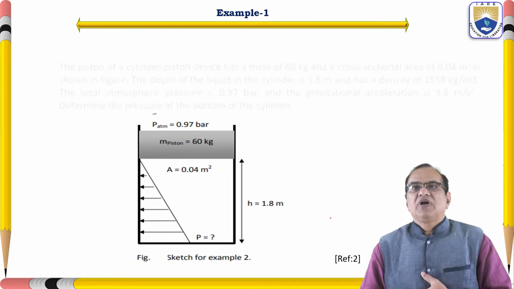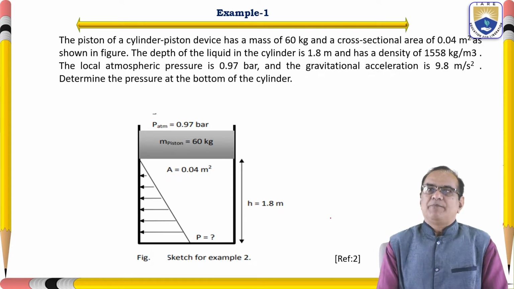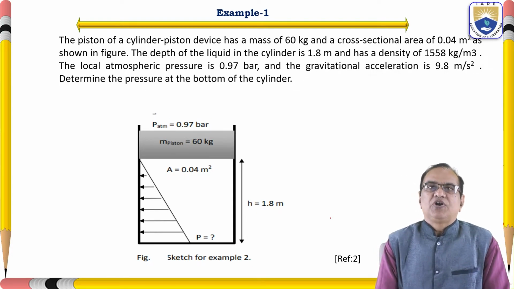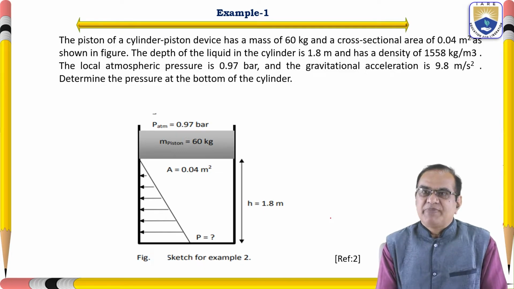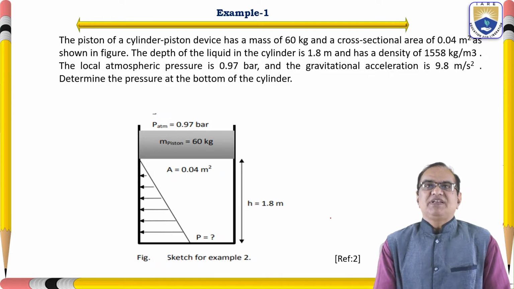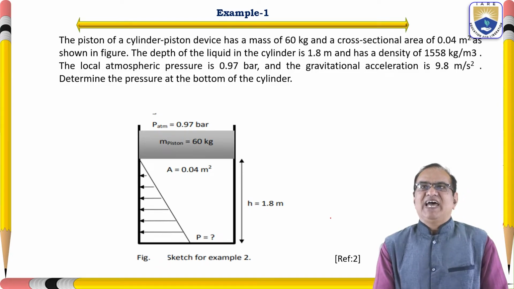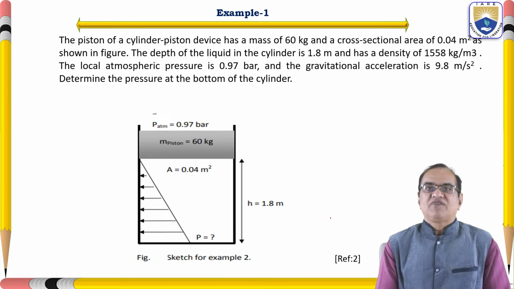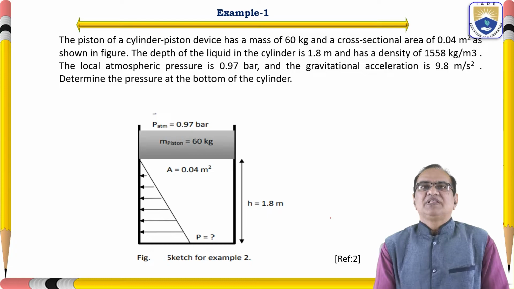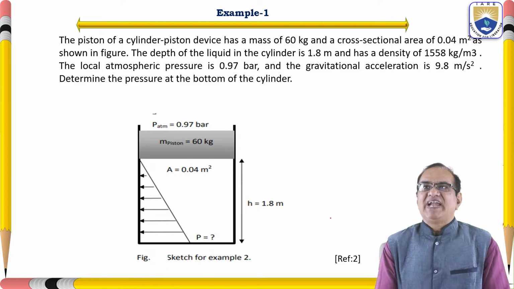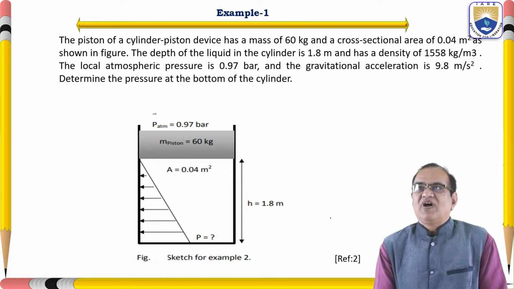So now I have to show one example, and we will try to do this with the help of the same principle which we have discussed just now. The piston of a cylinder-piston device has a mass of 60 kg and a cross-sectional area of 0.04 meter square, as shown in the figure below. The depth of the liquid in the cylinder is 1.8 meter and it has a density of 1558 kg per meter cube.